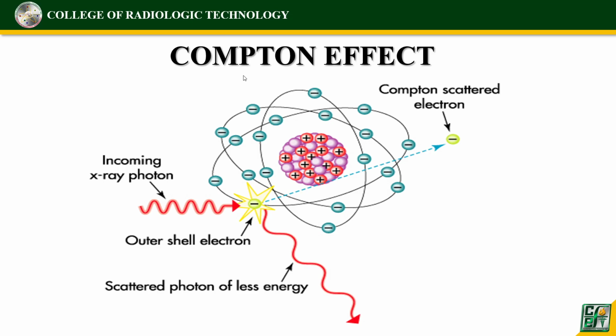So, this is the high energy photon. It collided with the outer orbital electron, producing scattered photon or scattered radiation. At the same time, the electron that it ejected becomes the Compton electron.